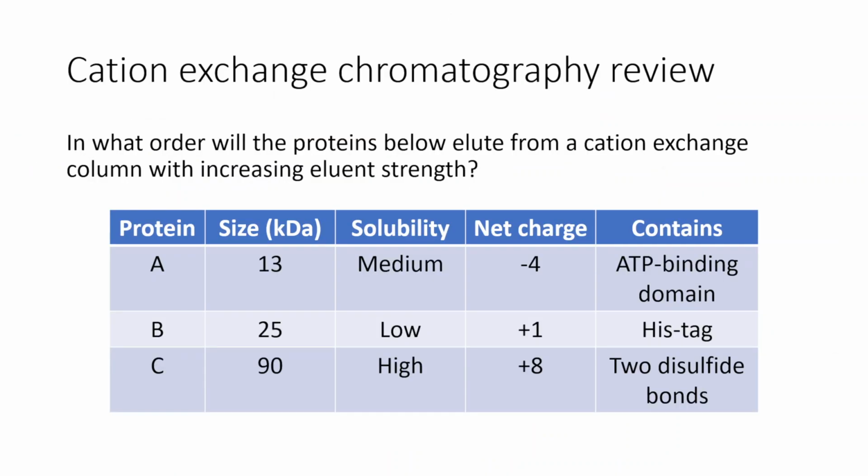So next we have an ion exchange chromatography question. This is talking about cation exchange chromatography. The question, with the same three proteins: in which order will these proteins elute from a cation exchange column with increasing eluent strength? Everybody take a couple of minutes and think about that.